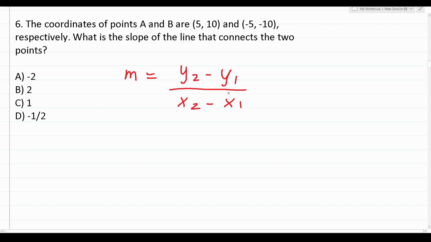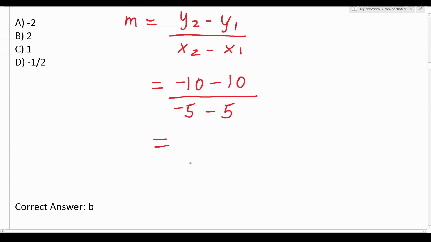And now you might be saying, where do I get x1, y1, x2, y2 from? Well, those are the values of your ordered pairs. Again, this is x1, this is y1, this is x2, this is y2. All right, so now let's just plug those values in accordingly. Again, y2 is -10, so this is -10 minus y1 is 10, so -10 minus 10. X2 is -5, so this is -5. X1 is 5, so -5 minus 5. And let me scroll down a little bit here.